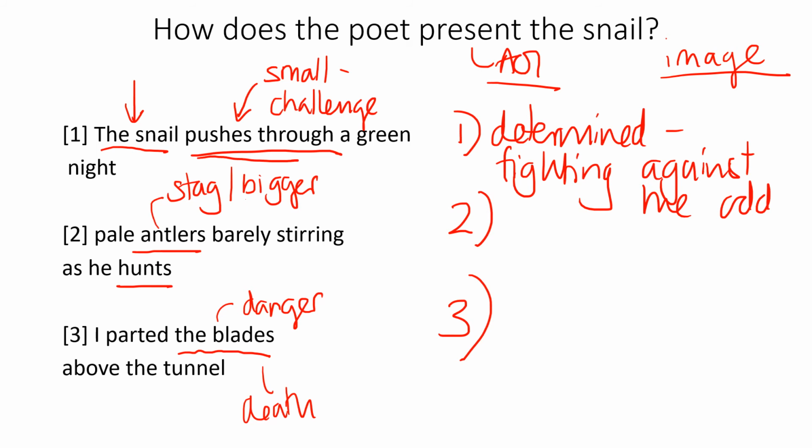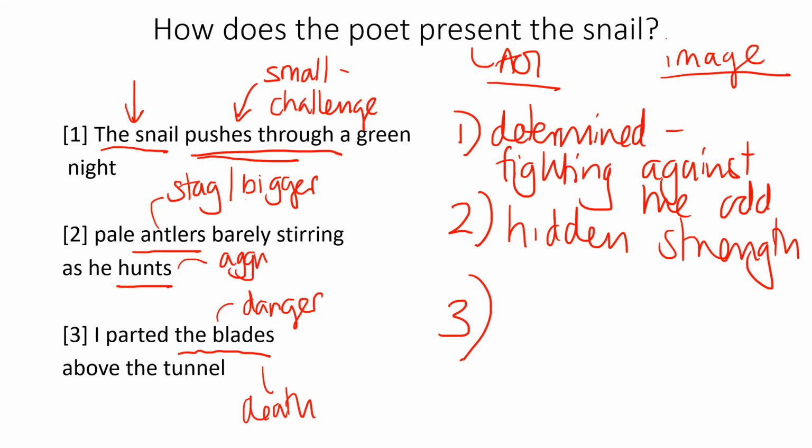And then we've got this idea of the pale antlers. So we've got this idea that maybe it's got a hidden strength, this creature. And what we think is something tiny and small has actually got something greater about it. And the fact that it's hunting, and actually what we've got there, hunting is quite an aggressive verb. To hunt is to kill. And so could this creature be wanting to kill things? Or, as suggested in the poem, that it's got the woods of desire. So is it hunting for a mate?